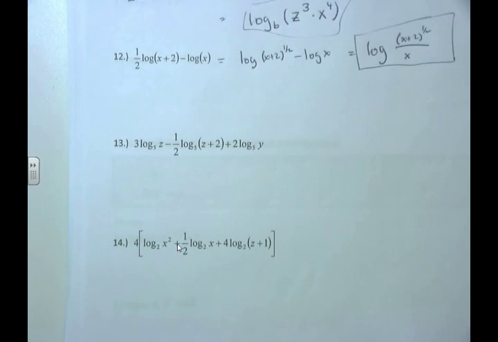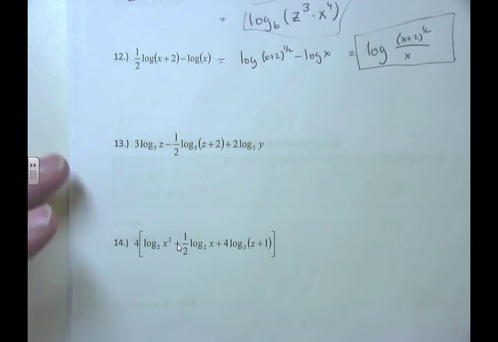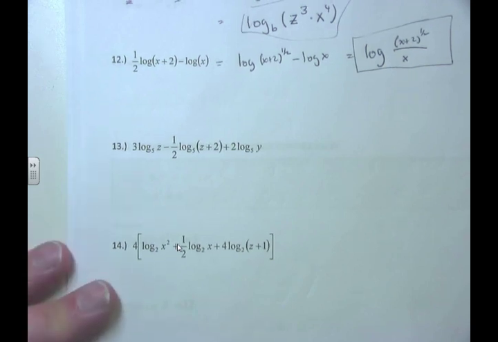Take a look at the next one. 3 times log base 5 of z minus 1/2 log base 5 of x plus 2 log base 5 of y. Notice they're all log base 5s. You can only combine like terms. They all got to be the same base. If you have different bases, you're going to have to use the change of base formula to convert them into the same base. Otherwise, you can't combine them.